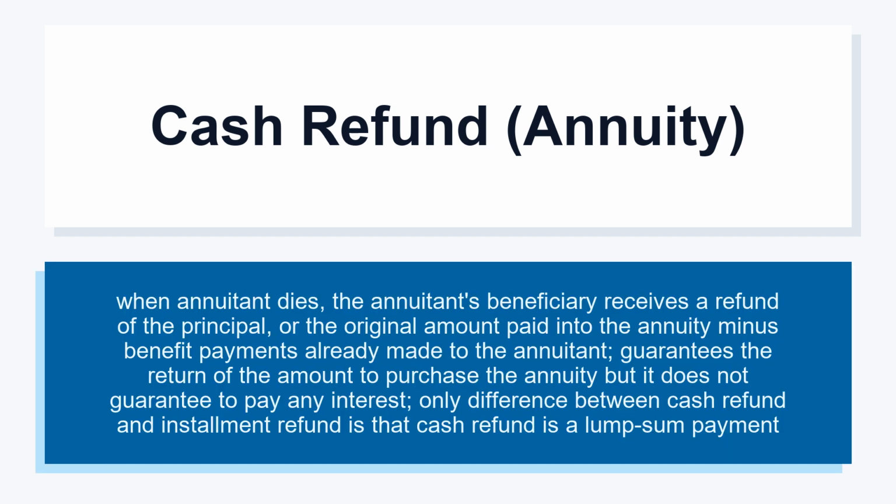When the annuitant dies, the annuitant's beneficiary receives a refund of the principal, or the original amount paid into the annuity, minus benefit payments already made to the annuitant. It guarantees the return of the amount used to purchase the annuity, but it does not guarantee to pay any interest. The only difference between cash refund and installment refund is that cash refund is a lump sum payment.